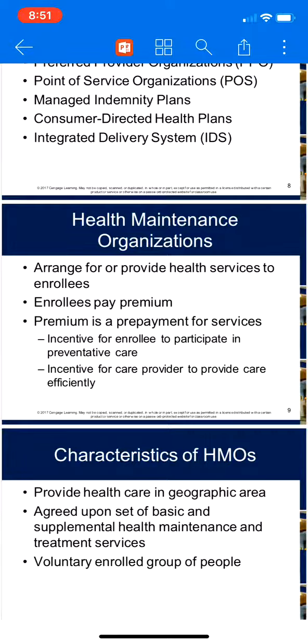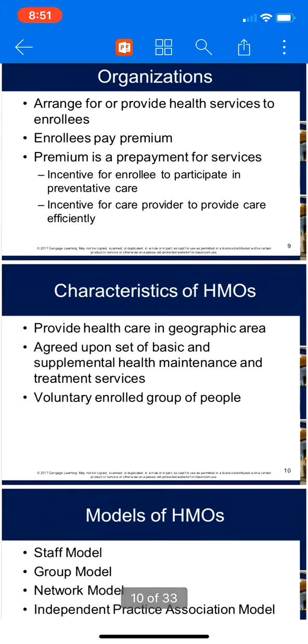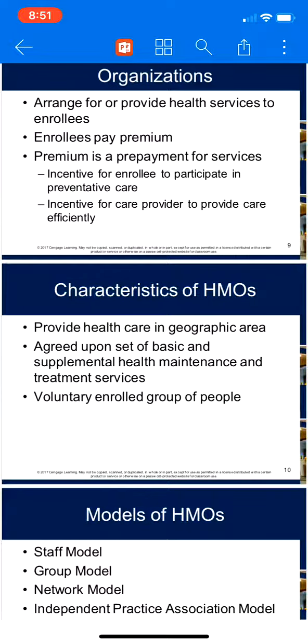But regardless of the structure, there are 3 characteristics it has to have for it to call itself an HMO. Number 1, an organized system for providing health care or otherwise assuring health care delivery in a geographic area. Number 2, an agreed upon set of basic and supplemental health maintenance and treatment services. And number 3, a voluntary enrolled group of people. So those 3 things have to be there for it to be an HMO.